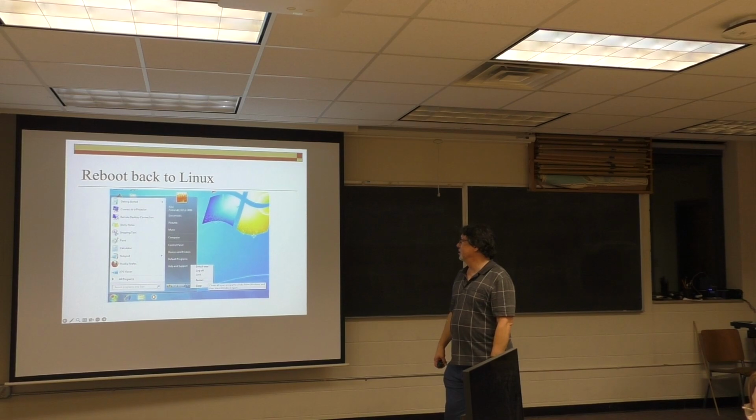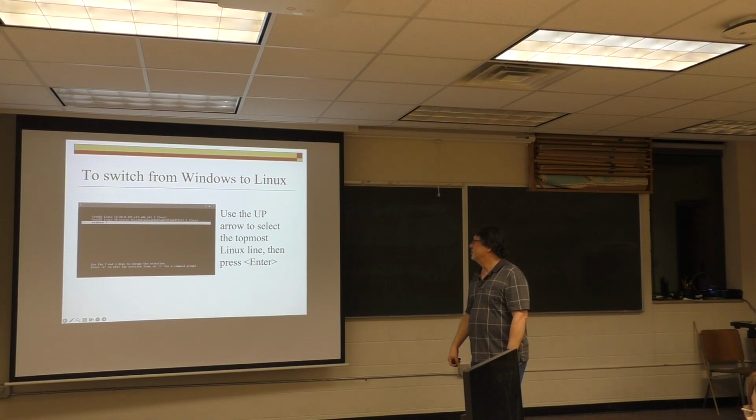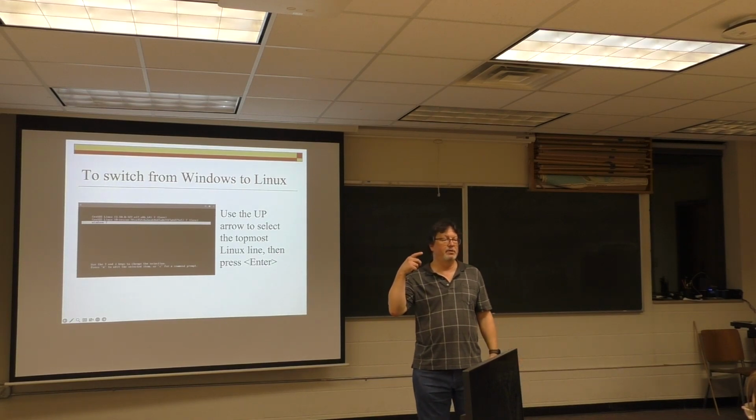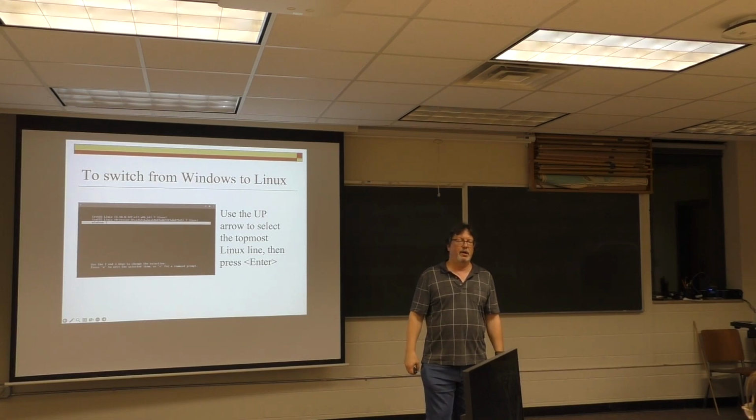To get back into Linux, you want to reboot, which is just hit the start menu. Of course, this is again a Windows 7 reboot thing, but you basically go into the start menu, reboot, and use the up arrow to go to the very top Linux kernel. There's going to be a number of them on there, and they keep older versions of Linux on there.